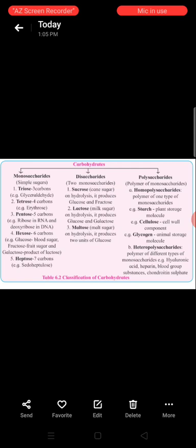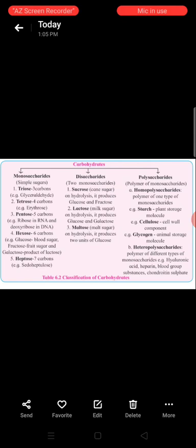Hexoses contain 6 carbon, for example fructose, present in fruit sugar, and galactose, a product of lactose. Heptoses contain 7 carbon, for example pseudoheptulose. So these are some examples of monosaccharides, which contain only one sugar molecule.